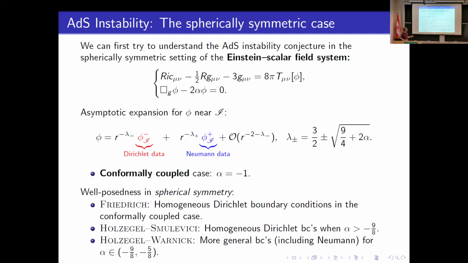And well-posedness for this system, when alpha is equal to -1, already follows from the work of Friedrich. But we actually know that even for different values of the Klein-Gordon mass, we have well-posedness of this system for, let's say, reflecting Dirichlet boundary conditions by the work of Holzegel and Smulevici. And for a smaller range of the Klein-Gordon masses, we have well-posedness for a much wider class of boundary conditions by Holzegel and Warnick.